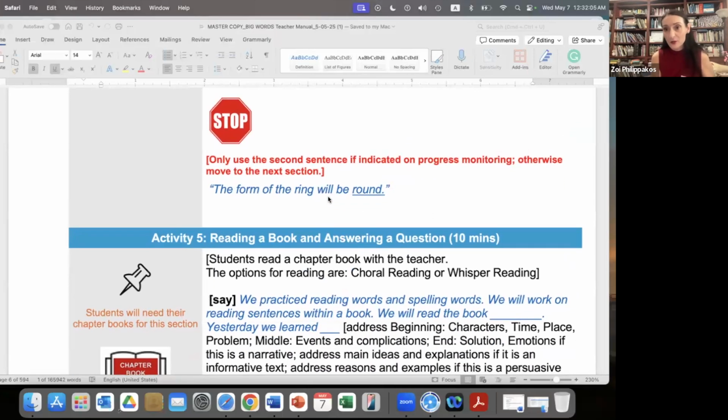Finally, they're reading a book. So the format I showed you is the same format that is applied across all the lessons. It is exactly the same structure in all the lessons.